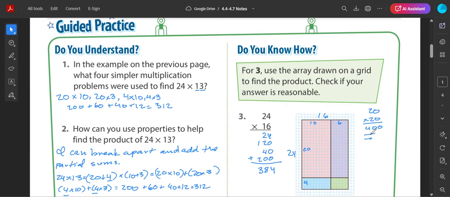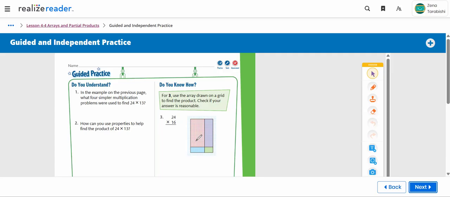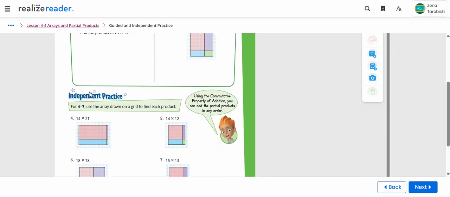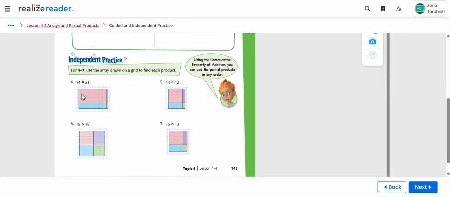All right, that is the end of our lesson for 4.4. As you go through the homework questions, please make sure that you're reading the directions carefully. If you notice that there's a longer part, make sure you put the larger factor. The shorter part will always be the shorter factor. And if it's closer, you can go ahead and add them up. And yes, we are using the commutative property of addition in order to add partial products in any order.